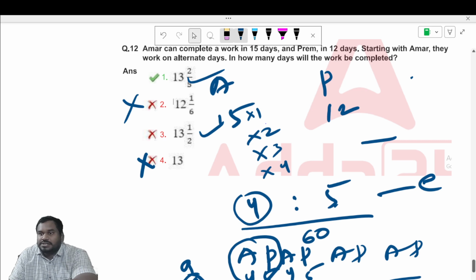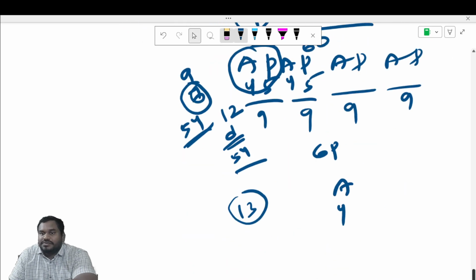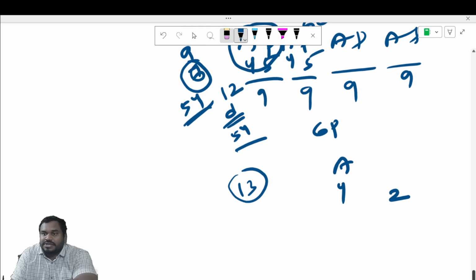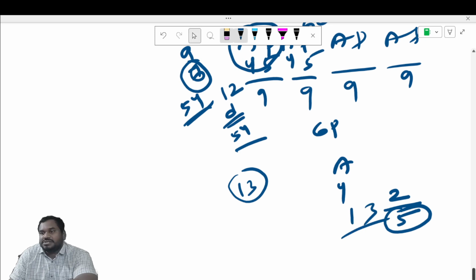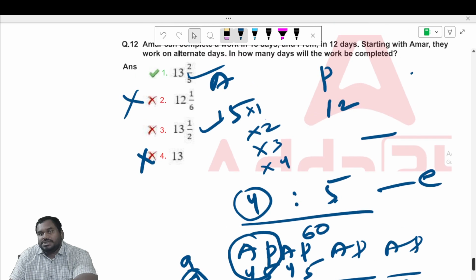How to find it? After 58 parts of work, 2 parts of work are left. But who is coming? Prem is coming. Prem's efficiency is 5, so he can finish 5 parts of work in a day. So 2 parts of work takes 2 by 5 days. So 13 plus 2 by 5 days is the answer. So the answer is the first option.